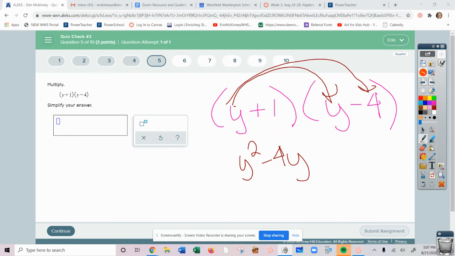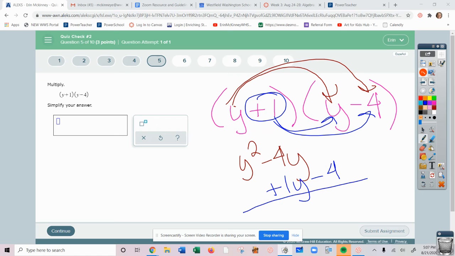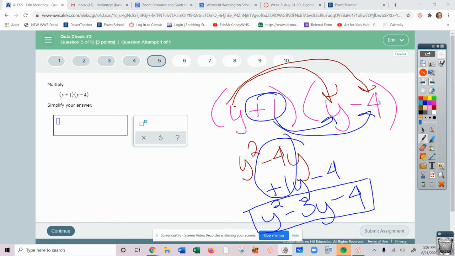And then we're going to switch pieces that we look at. So now we're going to look at the second term, this positive 1, and pass it out to each piece. So 1 times y gives us a positive 1y, and 1 times negative 4 is negative 4. And so we'll get a y squared minus 3y minus 4, right? I'm combining these like terms. A negative 4 plus a 1 is a negative 3y. Everything else has to stay because it doesn't have a like term to combine with.